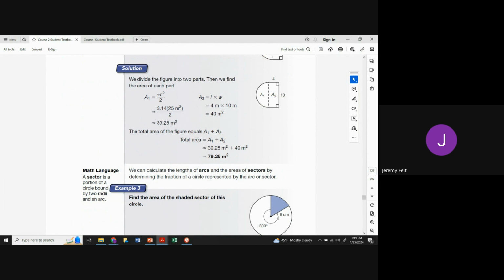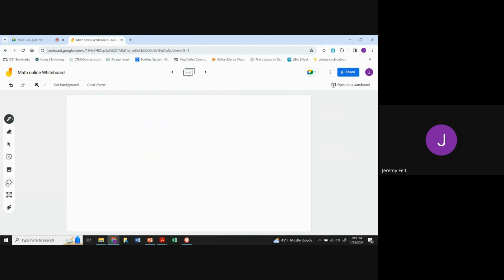So this is 300 degrees. We want to find the area of the shaded sector. Our radius is 6. So let's find the area of the entire circle. So radius was 6. This is our shaded region. This was 300 degrees. That means this is 60 degrees. And so area. Let's do that first. Pi r squared. Our radius was 6. So 36 times pi.